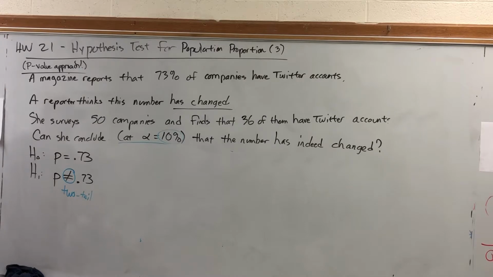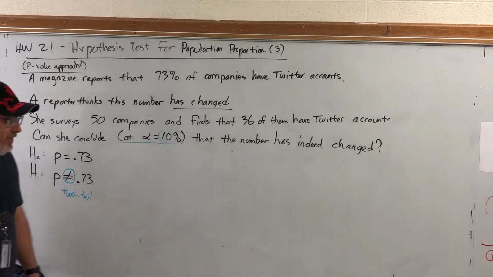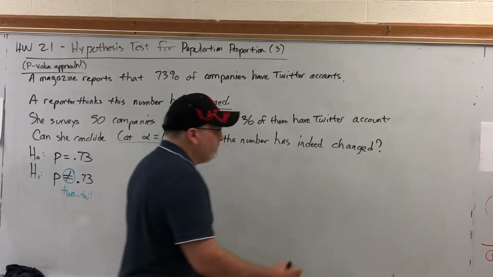A magazine reports that 73% of companies have Twitter accounts. That's a claim about a population proportion. A reporter thinks this number has changed. She surveys 50 companies and finds that 36 of them have Twitter accounts. Can she conclude at 10% that this number has indeed changed?